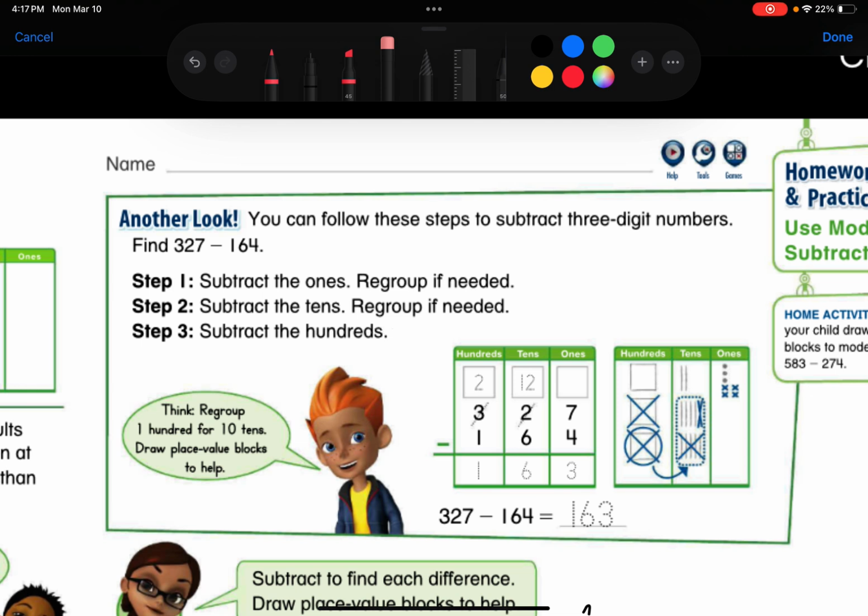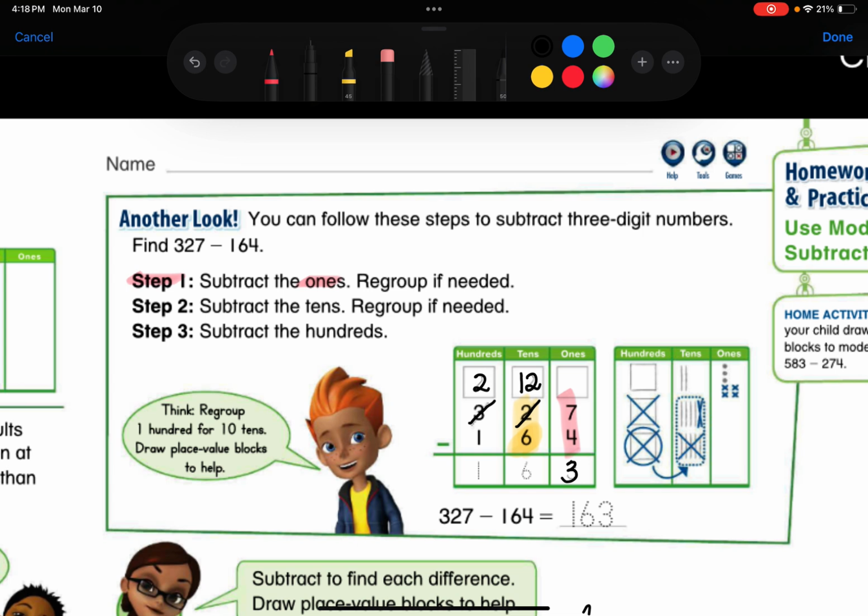So the first column that we're going to look at is the ones. 7 minus 4 equals 3. And then we are going to look at our tens. We cannot do 2 minus 6. There's more on the floor, so that means we need to go next door. Our 2 turns into 12 tens. We got that 1 from the hundreds place. We're going to turn those 300s into 200.